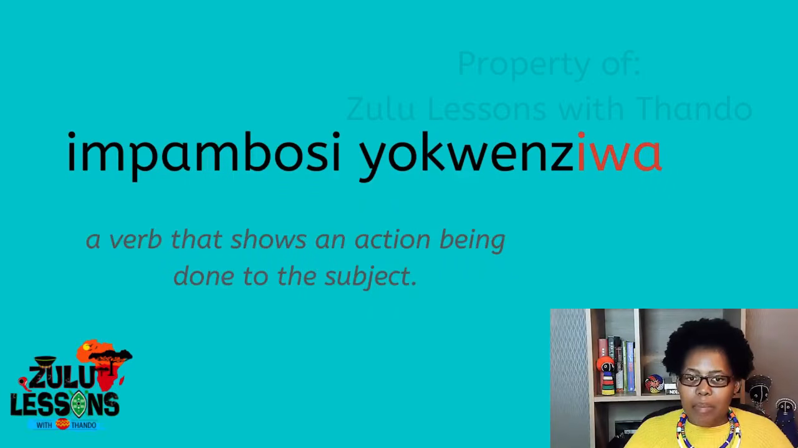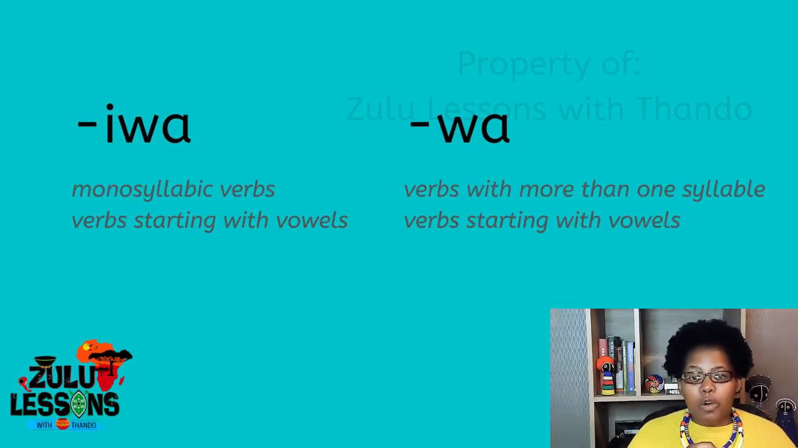We are going to look at when we add wa, or iwa, to the end of our verb. These ones are going to then be separated into 2. As you can see, we are adding iwa and wa.